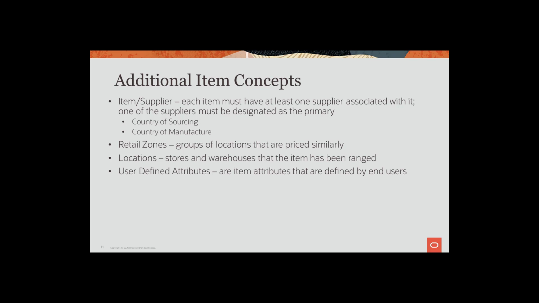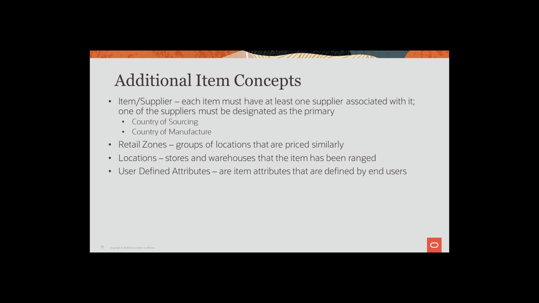Retail zones are a method of grouping locations together for pricing purposes. One zone will always be designated as the primary for an item, which will control the retail price of inventory locations not belonging to a zone. Initial price is set in merchandising when an item is created, but thereafter it is maintained in pricing. Item location relationships are created to indicate which stores and warehouses an item will be carried. This is also the level at which inventory information is held in merchandising.